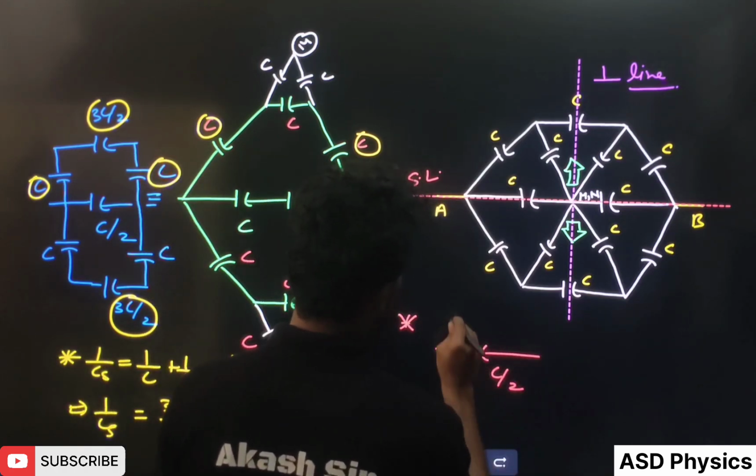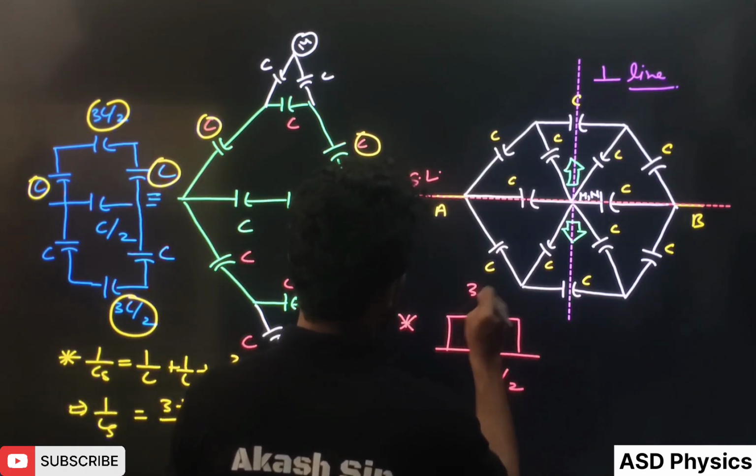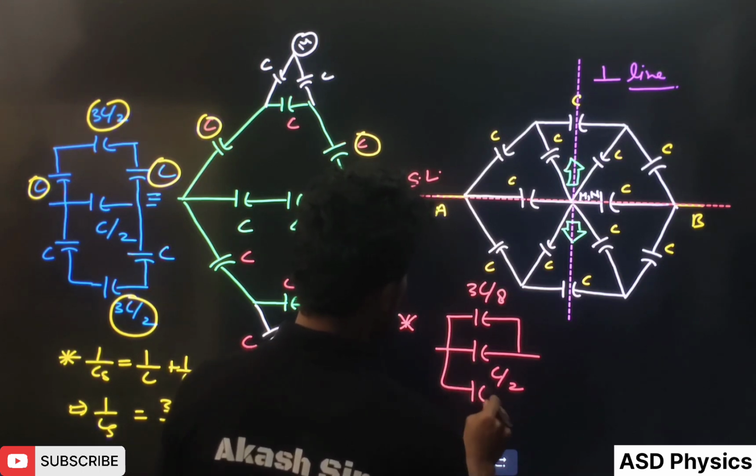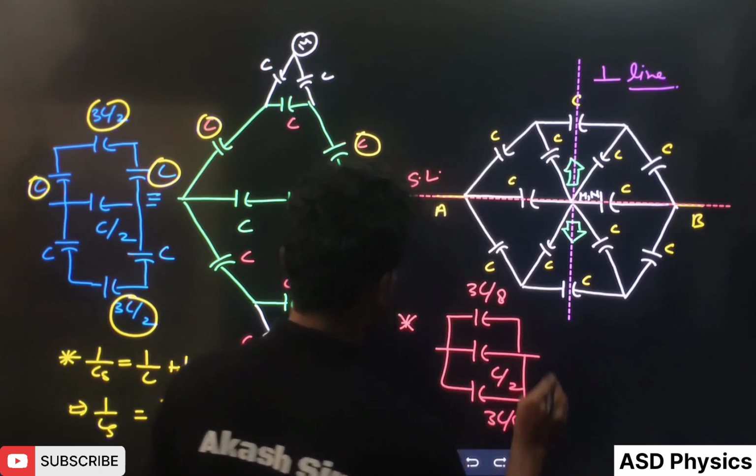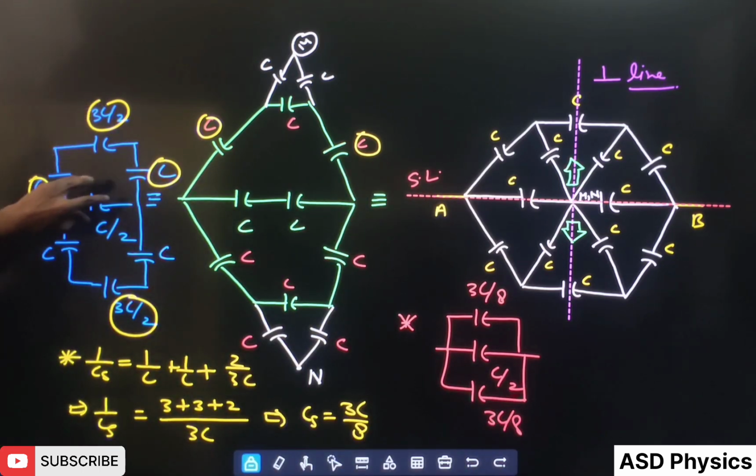This is C by 2. How much is coming here, students? See, this is coming here 3C by 8. Down also, how much will come here? It will come here 3C by 8. Okay, 3C by 8, C by 2, 3C by 8.